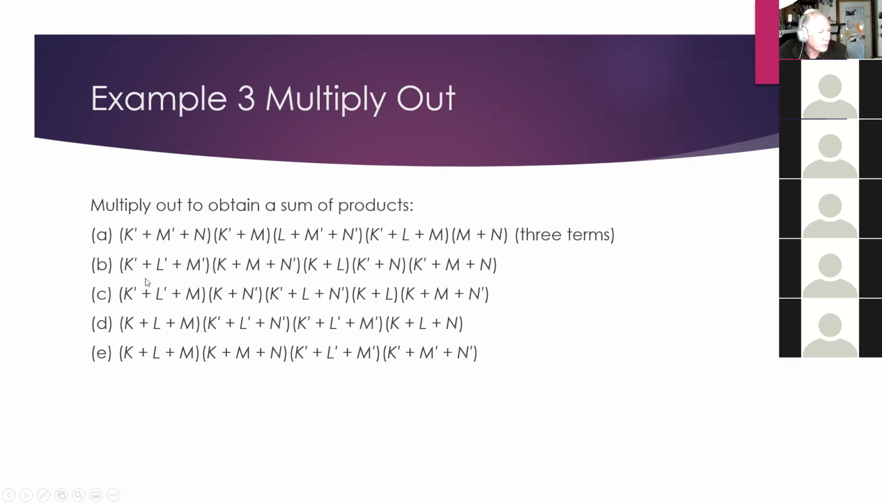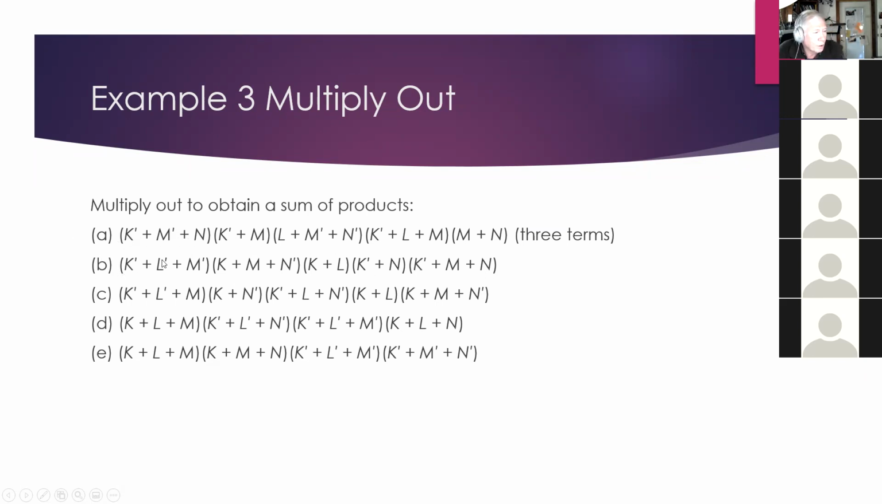Let's just do B. So here we have K prime plus L prime plus M prime, K plus M plus N prime, K plus L, K prime plus N, K prime plus M plus N. So if you look at this, there's probably a consensus term, that's probably where we're messing up here. And that would have helped us. Okay, well, anyway, so let's do this one.